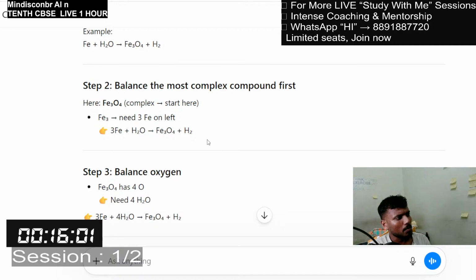Then balance oxygen. Since iron is balanced and hydrogen is also balanced, last we have to balance oxygen. How many oxygen are on the right side? 4. How many oxygen on the left side? So make it 4H2O. So oxygen gets balanced. Then since here is 4H2O, how many atoms of hydrogen are there? 8. So to balance it, we can write 4H2.